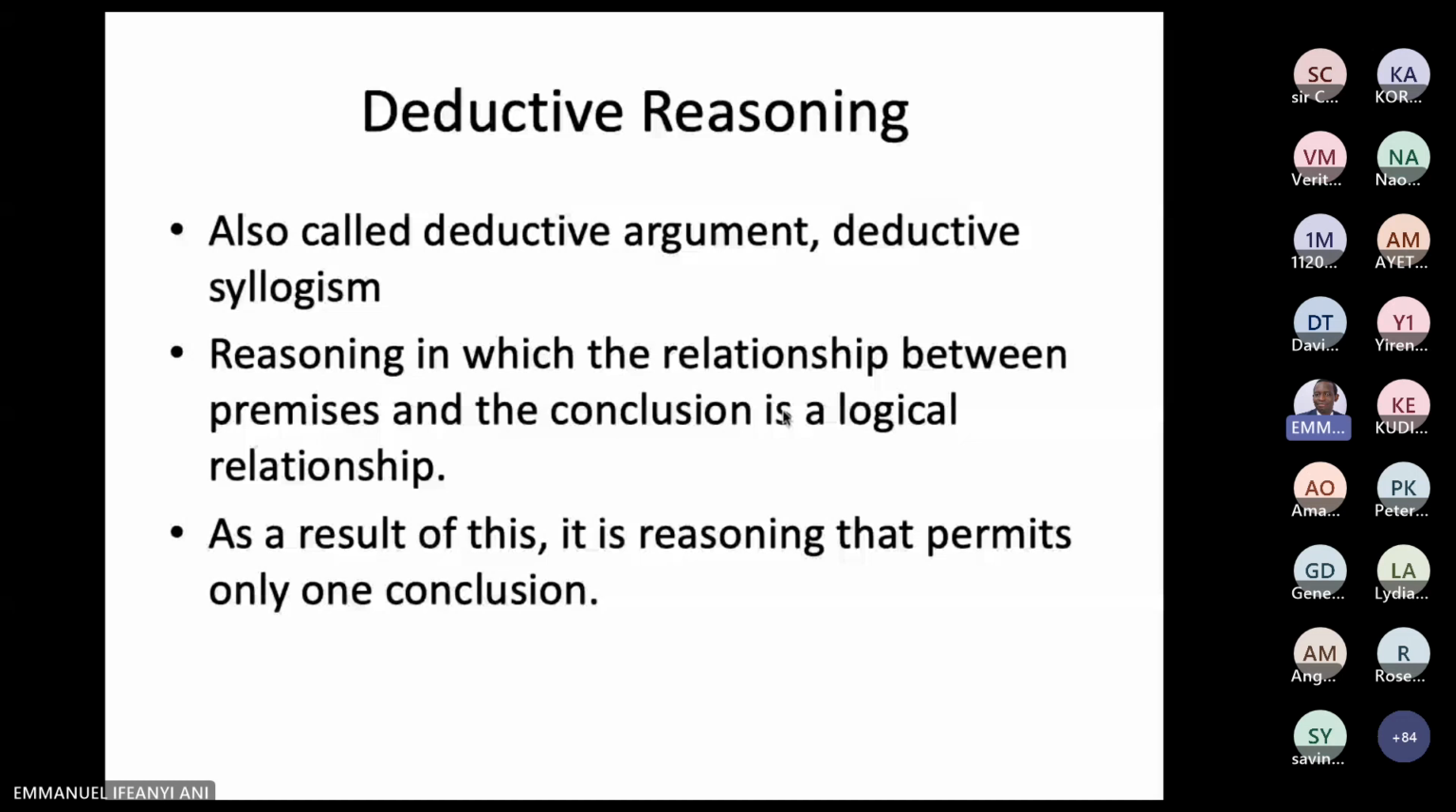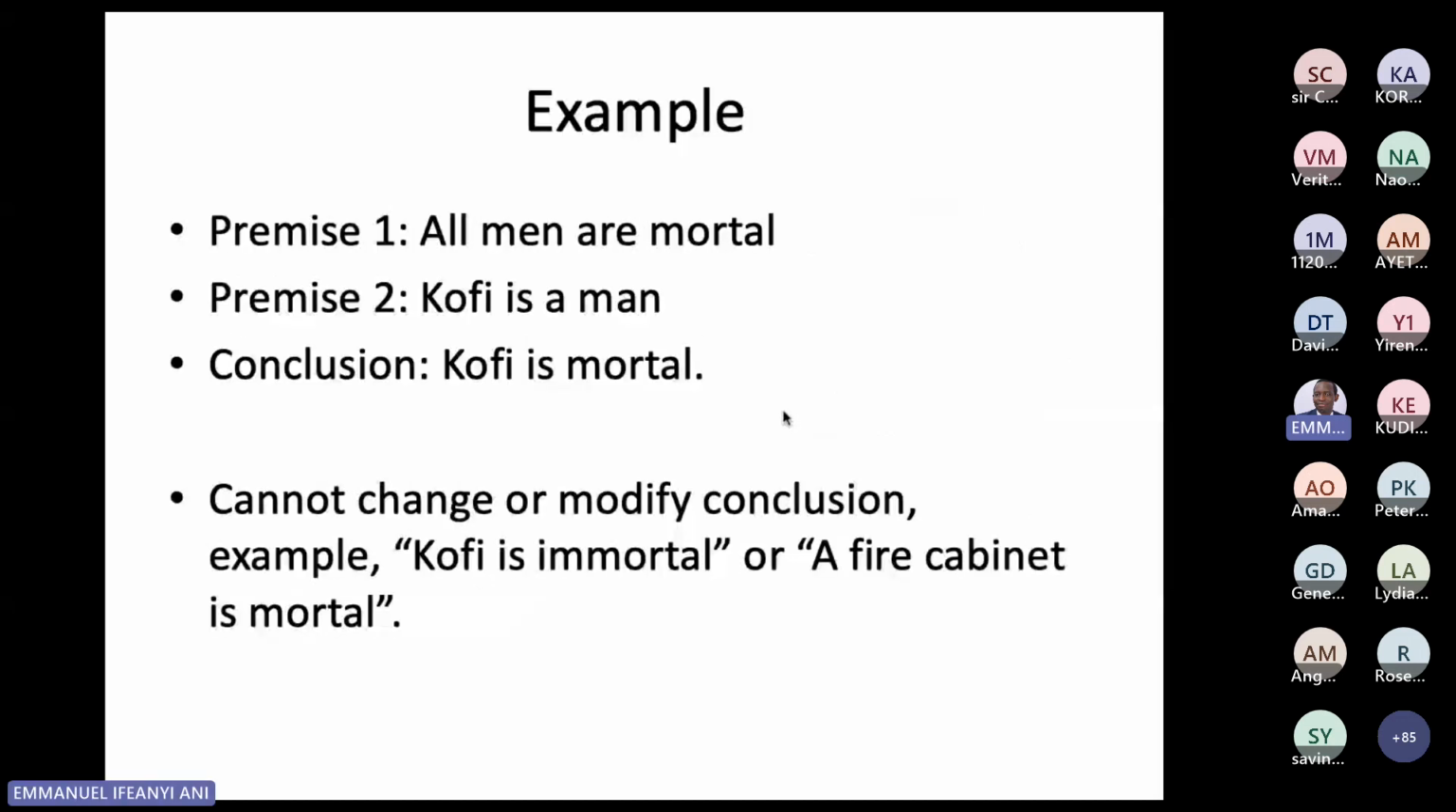Example: all men are mortal, Kofi is a man, therefore Kofi is mortal. Now, when you say all men are mortal, and you also say that Kofi is a man, automatically you are saying Kofi is mortal. You cannot change or modify the conclusion. You can't say, for example, Kofi is immortal or a fire cabinet is mortal.